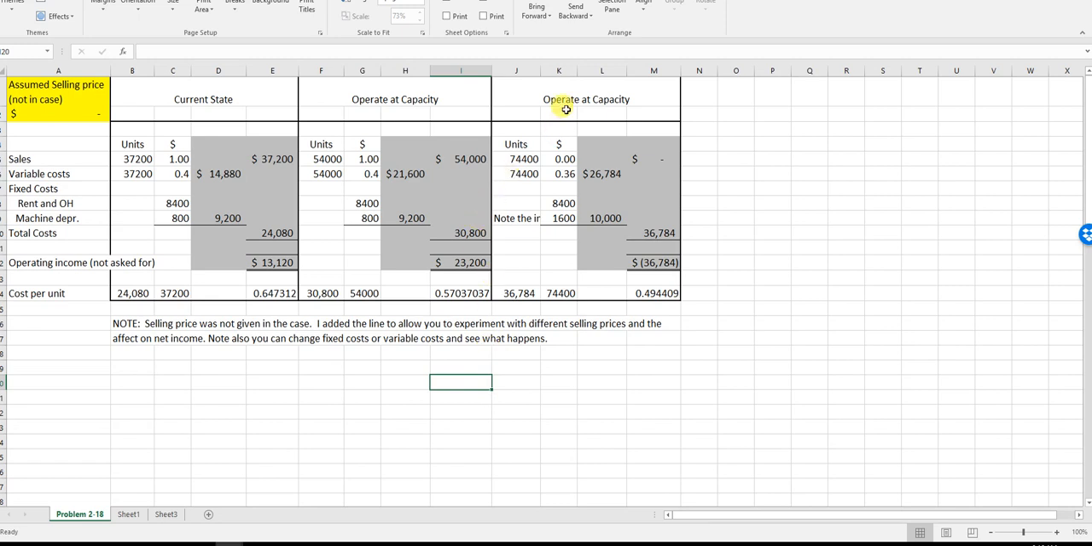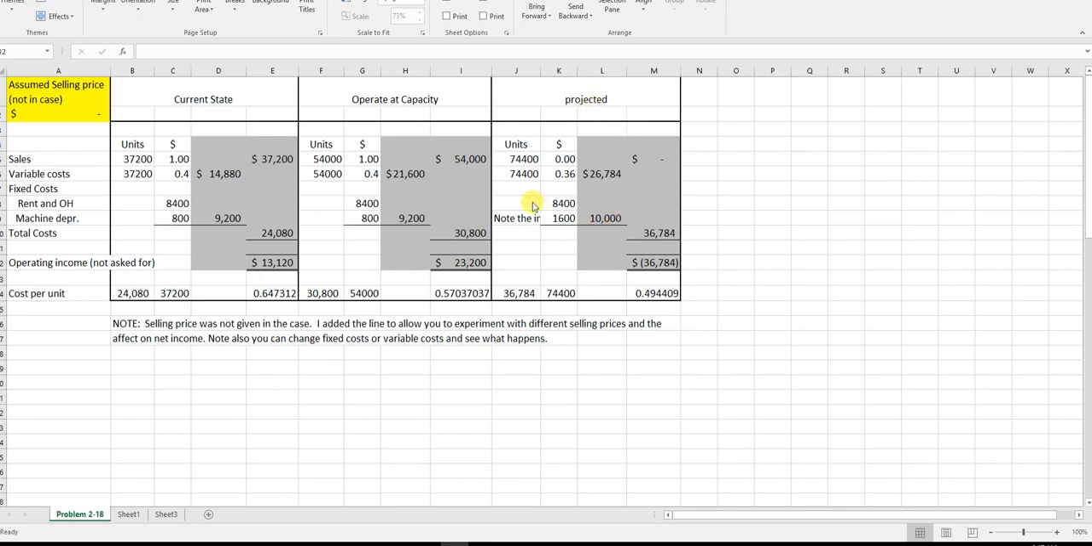If I operate at capacity with my new machine, notice that I have 8,400 still for the rent and overhead. My machine depreciation, I now have 2 machines, so I have $10,000 of fixed cost. My variable cost is 36 cents. So I can do this a couple of ways. Let me pause here. I put the wrong heading on it. I think your handout has the right one.